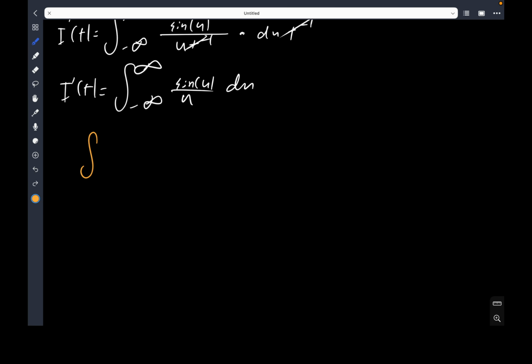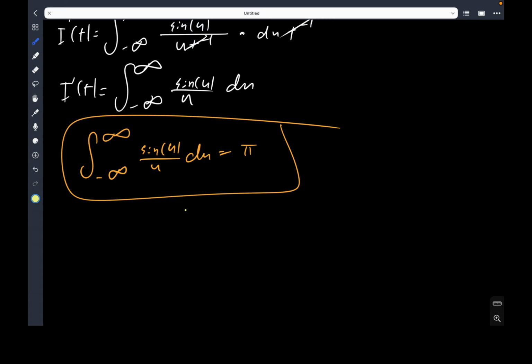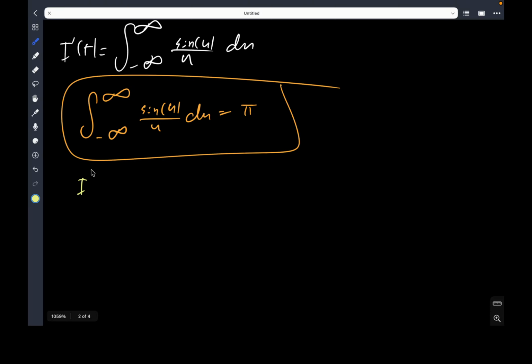Now this integral is known as Dirichlet's integral. This integral from negative infinity to infinity of sine u over u, I solved it also with Feynman's trick of integration. It is equal to pi, exactly. So you can go and see it in my channel. It is available in my channel. So I prime of t is pi.